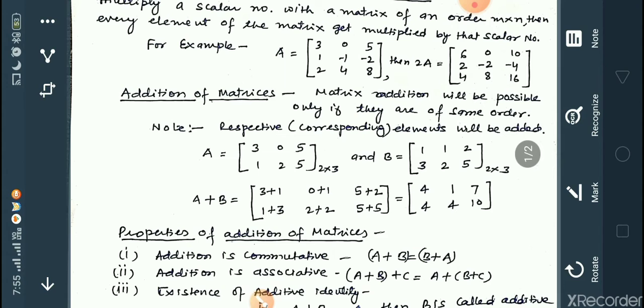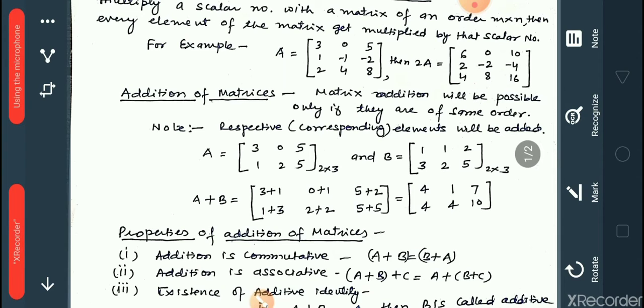A is equal to 3 0 5, 1 2 5, which is a 2 cross 3 matrix, and B is equal to 1 1 2, 3 2 5, which is a 2 cross 3 matrix. So A plus B is equal to 3 plus 1, 0 plus 1, 5 plus 2, 1 plus 3, 2 plus 2, 5 plus 5, that is equal to 4 1 7, 4 4 10. I forgot to tell you that their corresponding elements will be added.